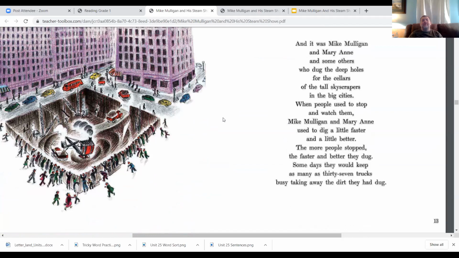And it was Mike Mulligan and Mary Ann and some others who dug the deep holes for the cellars of the tall skyscrapers in the big cities. When people used to stop and watch them, Mike Mulligan and Mary Ann used to dig a little faster and a little better. The more people stopped, the faster and better they dug. Some days they would keep as many as 37 trucks busy taking away the dirt they had dug.